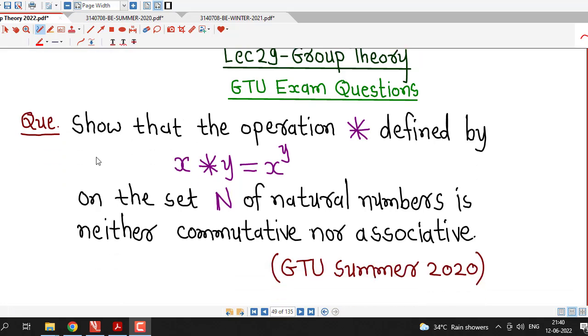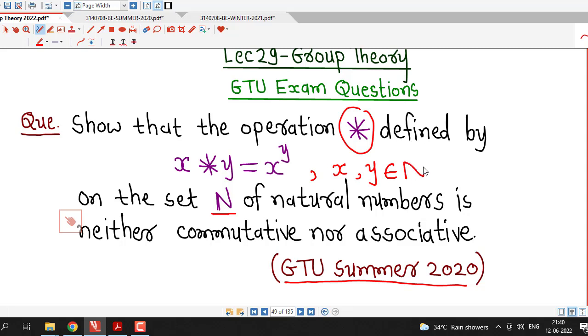In this lecture we will discuss this question. This question was asked in GTU Summer 2020 exam. In this question we are given one binary operation denoted by star, and it is given on this set N of natural numbers and is given by x star y equal to x raised to y, where this x and y are any two natural numbers.